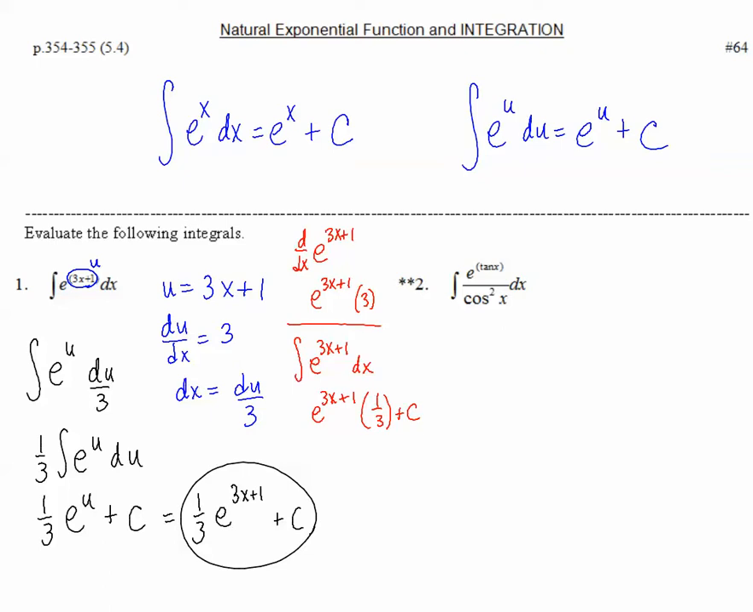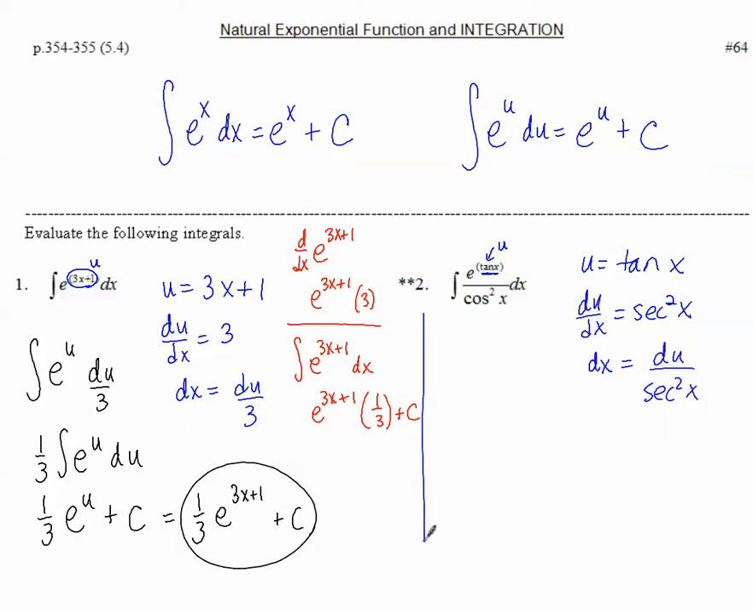consistent. For example, in number 2, it looks a little bit trickier because of these trig functions. Focus on the e function. I see in the exponent more than just x, so let's call that tangent of x our u. Off to the side, let's say u is tangent of x. What's the derivative of tangent of x? Secant squared of x. This is looking a little skeptical that I'm going to be able to cancel out secant squared of x, but let's keep going and see what happens. Dx is du over secant squared of x.